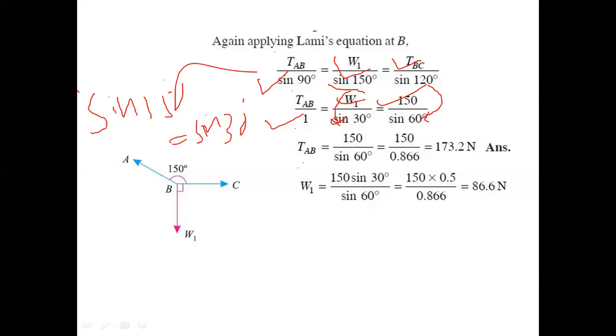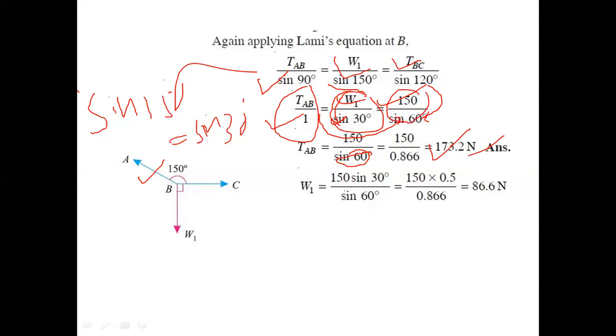Then simply, tension TB, meaning tension AB, is equal to, taking this one and this one, 150 by sin 60. Sin 60 is equal to how much? You can easily find 0.866, and TB is 150 by 0.866, which is equal to 173.2 newtons.